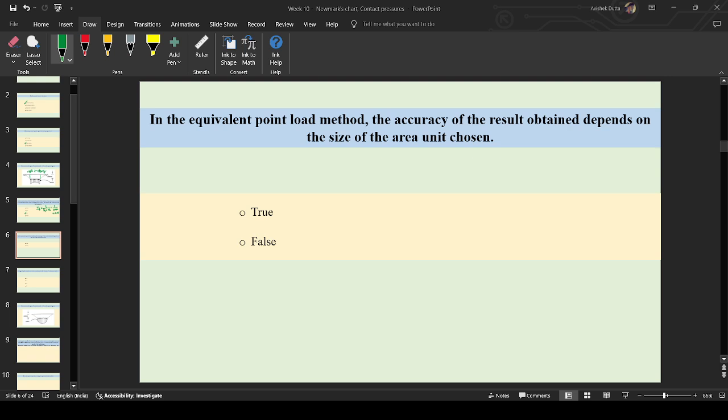Anyway, in this question, the answer is true, because in the equivalent point load method, if we have a particular loaded area, we divide it into some finite number of areas. Suppose I divide this into this way. The UDL is converted to point load for this particular area, acting at the center, and if I want to find out the exact value of the stress at a particular depth z below the center of this loaded area, from this particular sector, this is R1, this is R2, this is R3, this is R4.